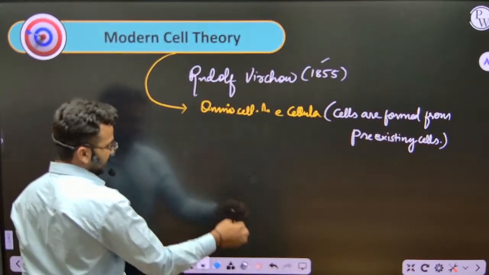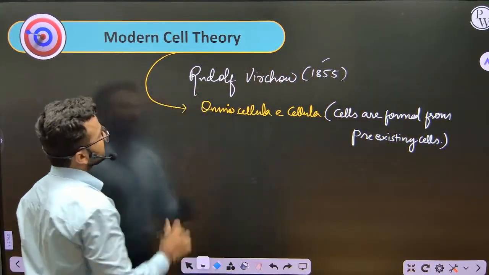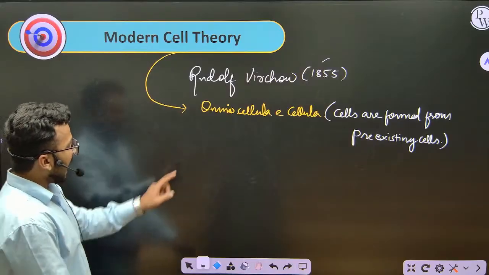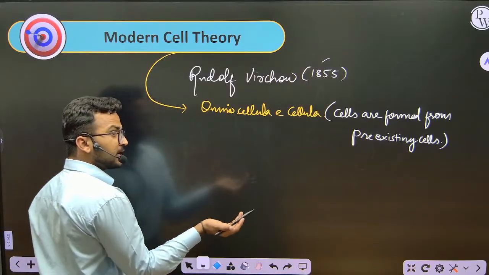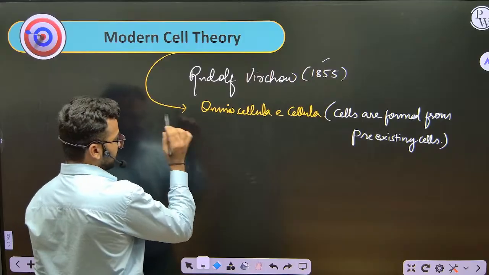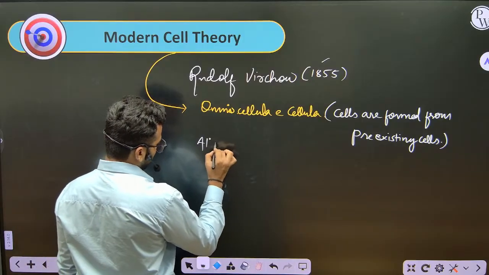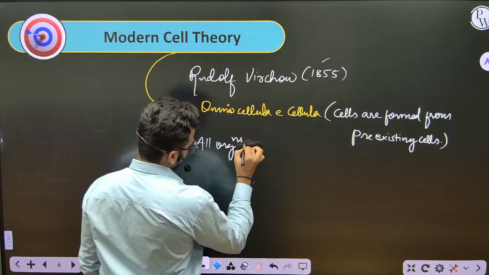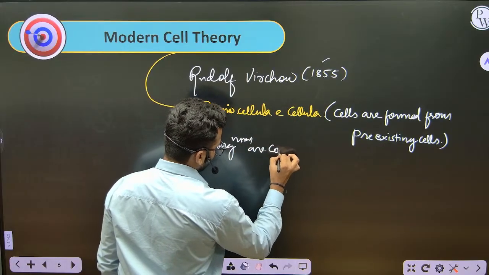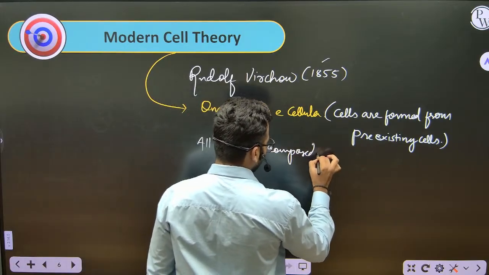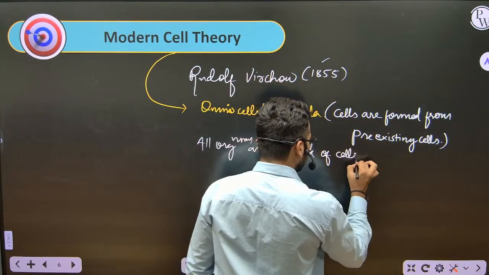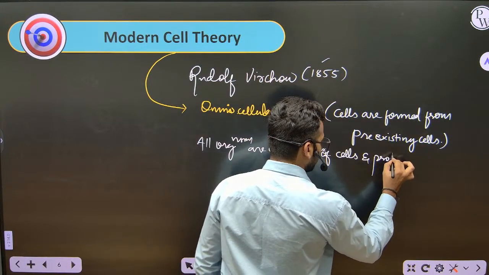It was given by Rudolf Virchow. So he added one more statement to that of Schleiden and Schwann. That statement was there, no? That all organisms are composed of cells and products of cells.